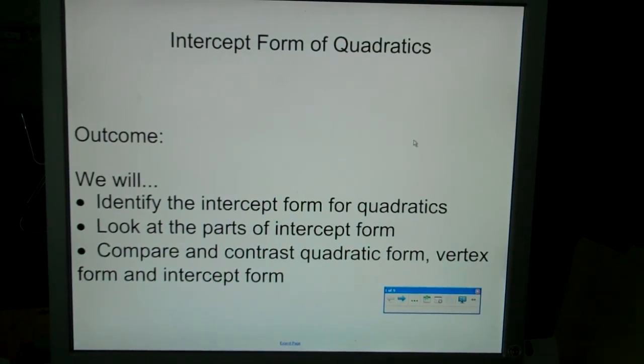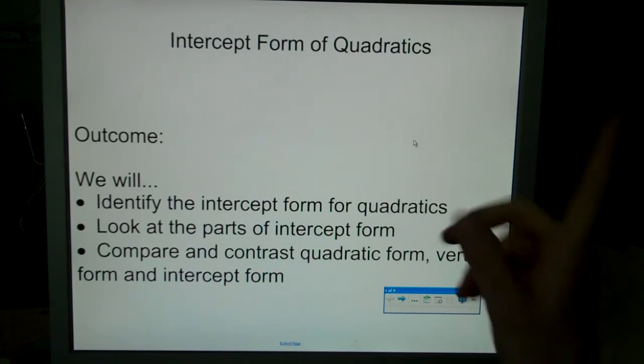Today's video, intercept form of quadratics. So we've already discussed standard form, vertex form, and now we're going to look at intercept form. Before I even get into this video, I want you to think, we've already used the word intercept a couple of places. Where can you think of when we say intercept?